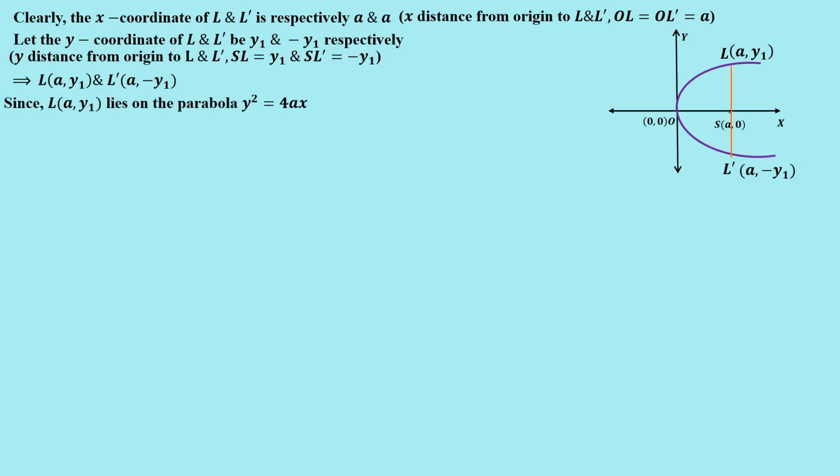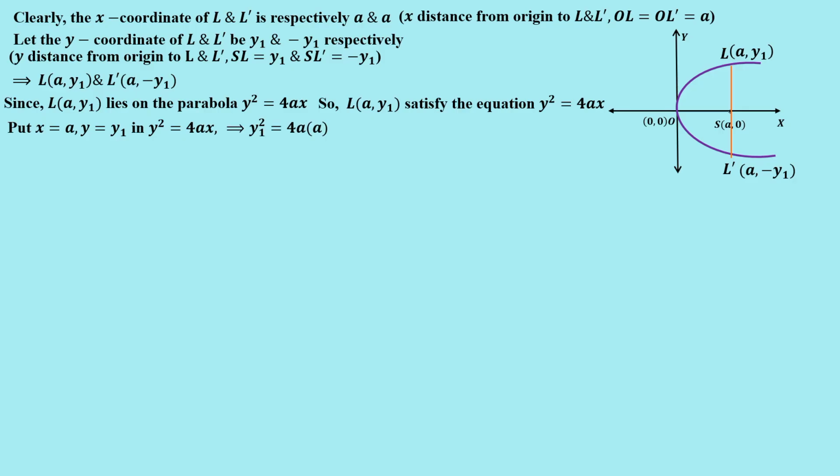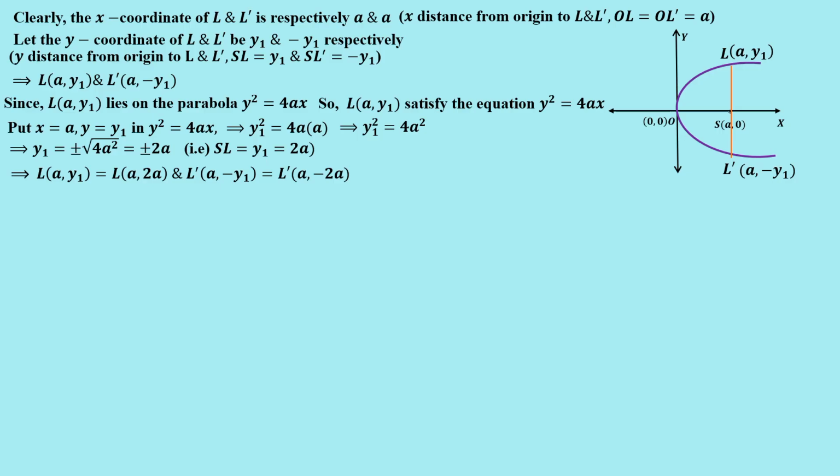Since L(a, y1) lies on the parabola y square is equal to 4ax, it satisfies the equation. So put x is equal to a, y is equal to y1 in y square is equal to 4ax, and you will get y1 square is equal to 4a into a, that is 4a square. Therefore y1 is equal to plus or minus root of 4a square, that is plus or minus 2a. So SL is equal to y1 equal to 2a. So L is (a, 2a) and L' is (a, minus 2a).